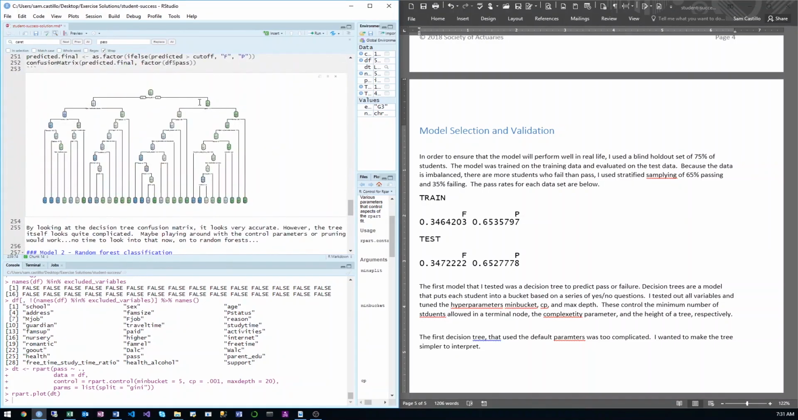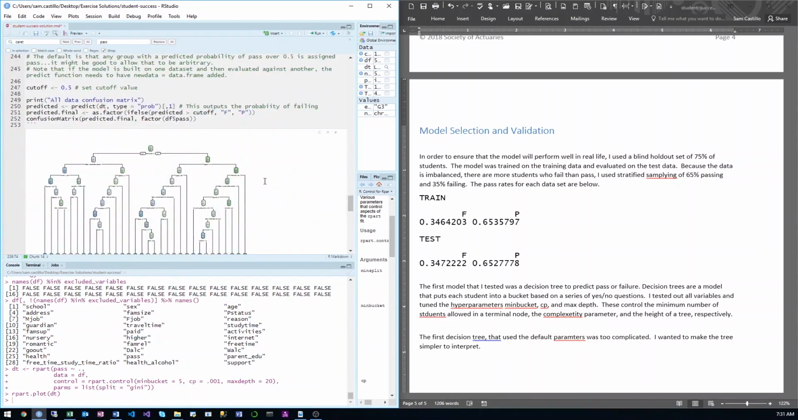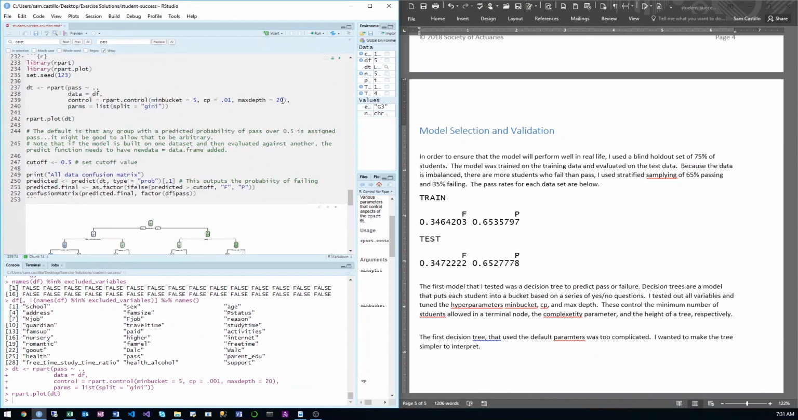So this tree is 1, 2, 3, 4, 5, 6, 7, 8, 9, 10, right? So this is a height of 10. This is saying you could use a maximum height of 20. Let's just say I want a maximum height to be 5.